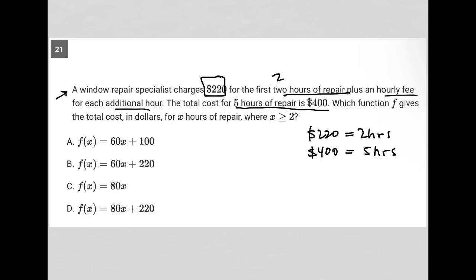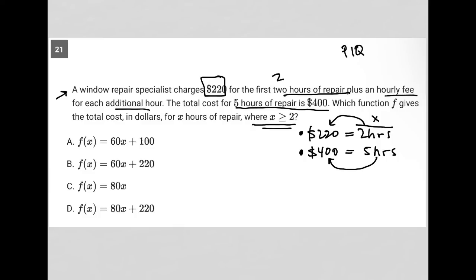The question goes on to say, which function f gives the total cost in dollars for x hours of repair, where x is greater than or equal to 2? So in essence, we've been provided with 2 points, right? For 2 hours, we pay $220. For 5 hours, we pay $400. We know that our hours is represented by x in our function. So I should be able to just plug in information from the question in order to find these answers.